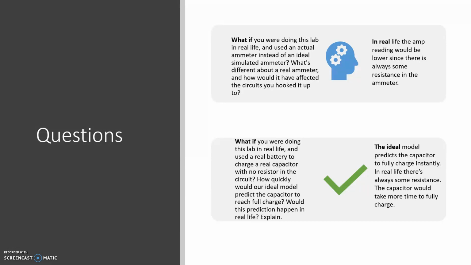The next question to think about is, what if you were doing this lab in real life and used a real battery to charge a real capacitor with no resistor in the circuit? The ideal model predicts the capacitor to fully charge instantly. However, in real life, there's always some resistance and the capacitor would take more time to fully charge.